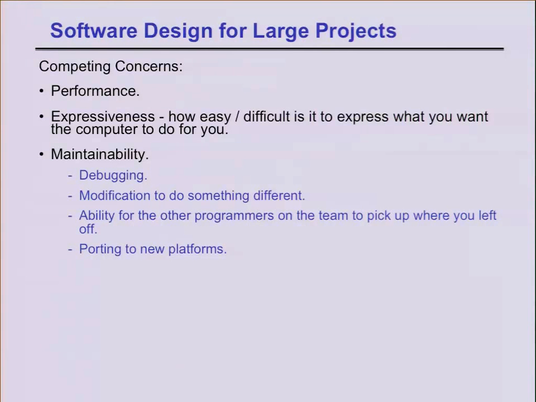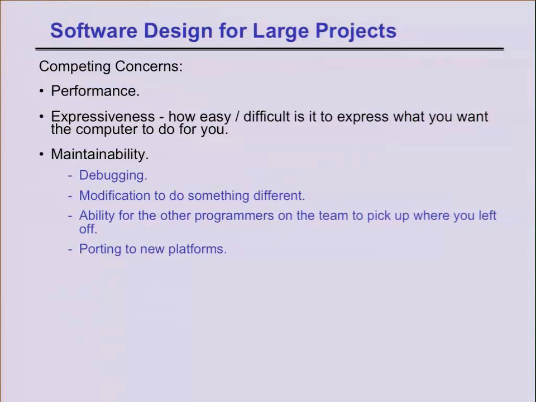The first thing of maintainability is debugging. You have to have a correct program. That's a maintenance issue. Then modification to do something different. Scientists and engineers, as a general rule, don't solve the same problem over and over again. Scientists in particular solve a problem, great, I've made a scientific discovery, that's done, time to move on to the next one. But when you move on to the next one, you want to add new models, new physics, new geometry. You're constantly changing your programs. Someone is constantly changing programs.